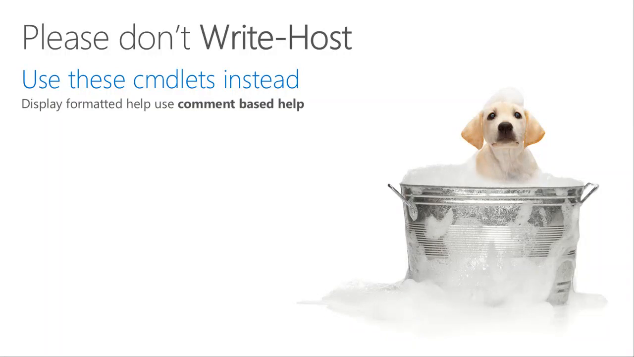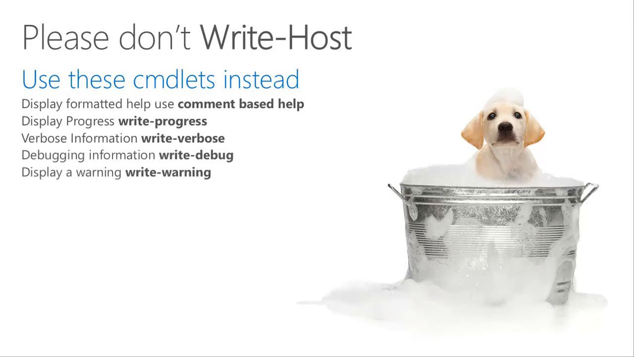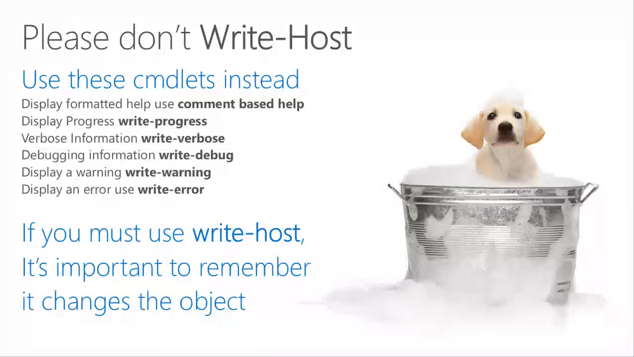If you want to display formatted help, use comment-based help instead. That comment-based help can also be read by the Get-Help cmdlet, right? So often you'll see people write a script and they put a little help function in. Don't do that anymore. We don't need it. If you want to show progress, use Write-Progress. If you want verbose information, use Write-Verbose. Debugging, if you want to display a warning, just use Write-Warning and Write-Error.